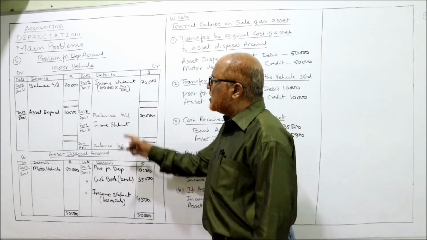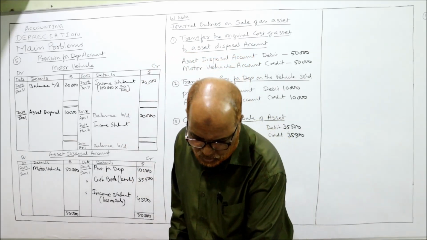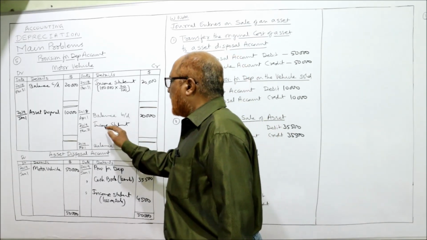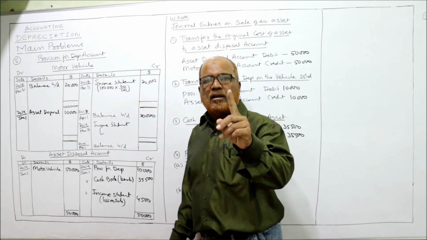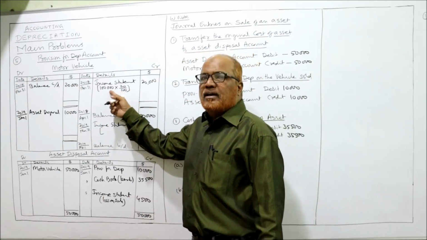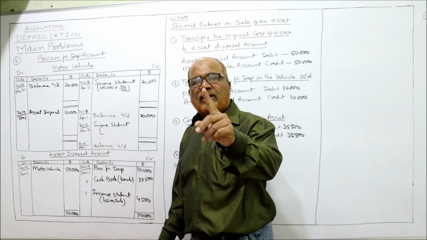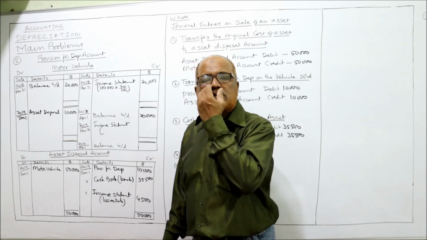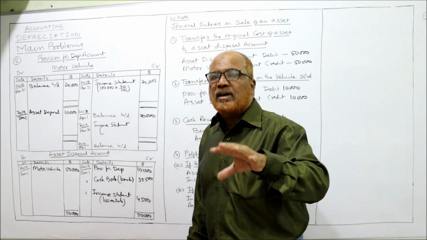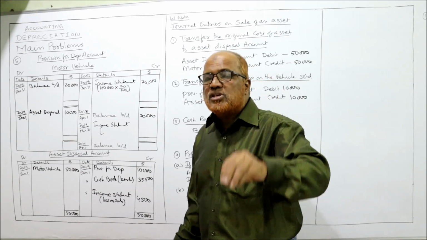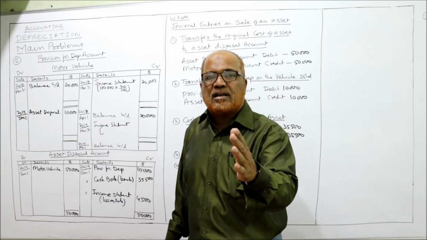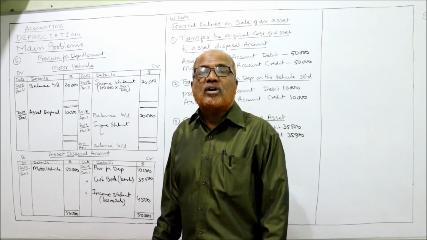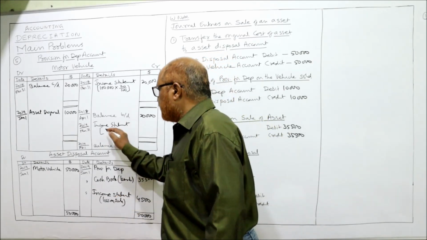Now what is the rate of depreciation? 20%. On which method? Reducing balance method. It is given. So I have to calculate only on one vehicle. At the beginning we had two vehicles, but during the current year one vehicle was sold. Only one vehicle we have, so we have to provide depreciation on only one vehicle. What is the cost of the vehicle? 50,000. How much depreciation was provided on one vehicle in the first year? 10,000. So 50,000 minus 10,000, 40,000 rupees is the carrying value.